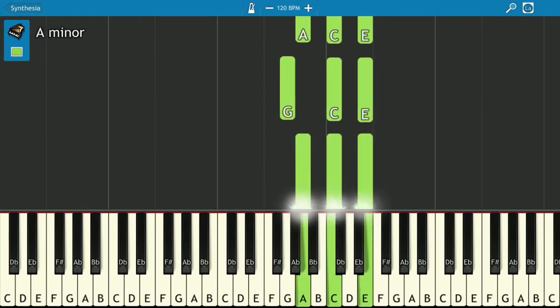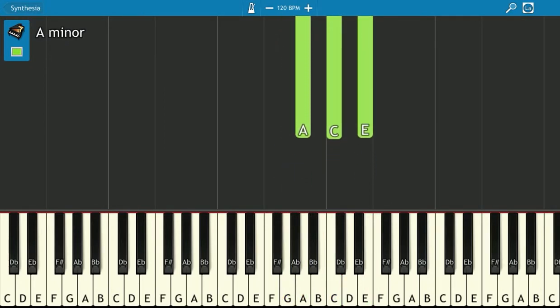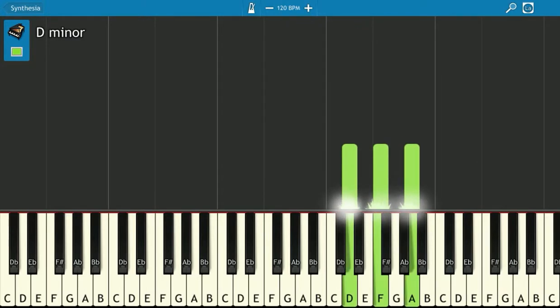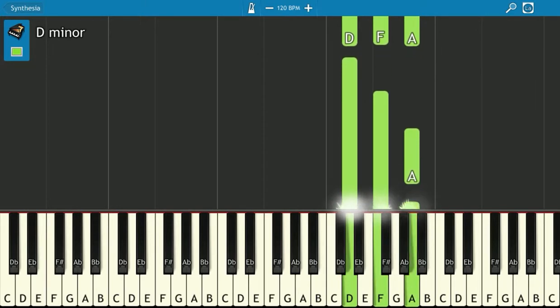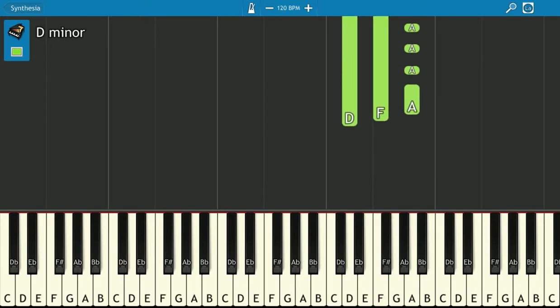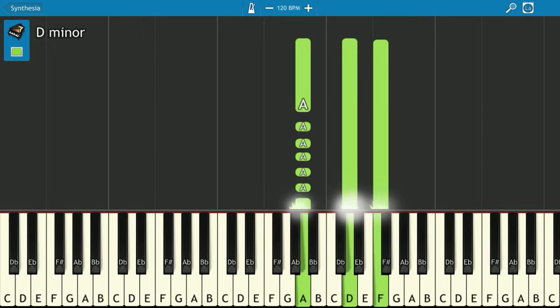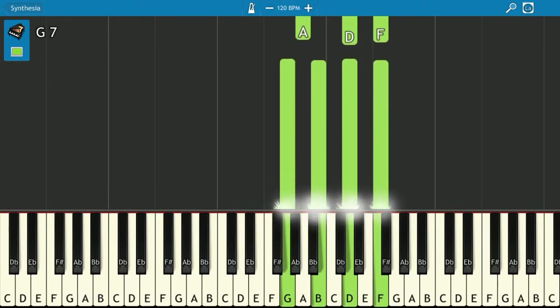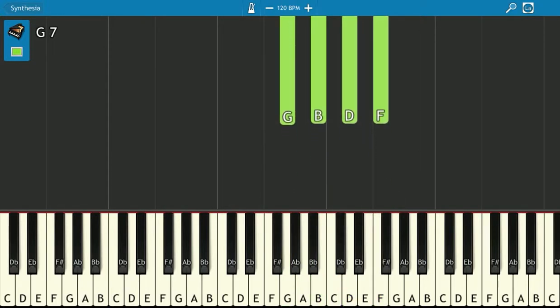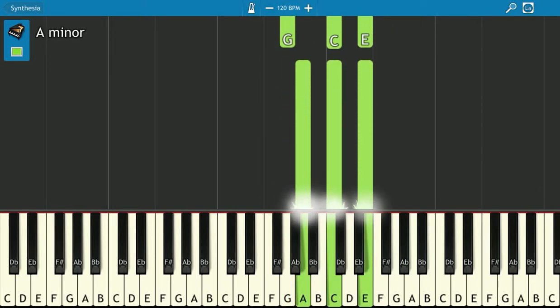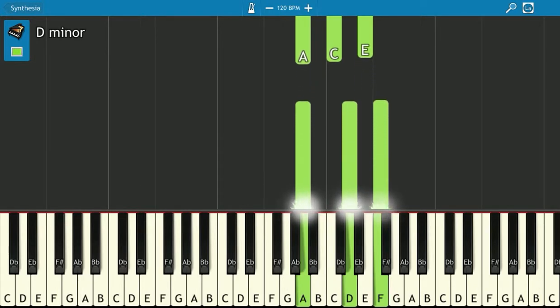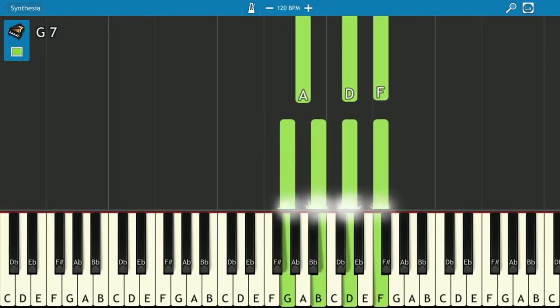Like that. And then we can use the same concept with D minor, which is D, F, and A, and play this A on this side. And lastly we have G7th, which is right there. So we're going to play it like this. So C major, A minor, D minor, and G7th.